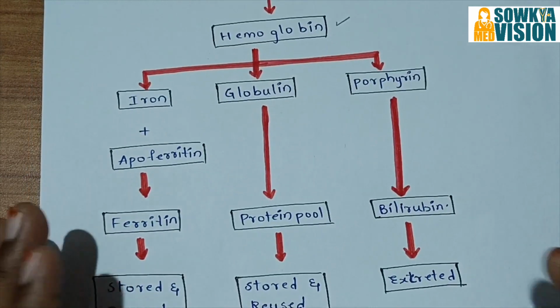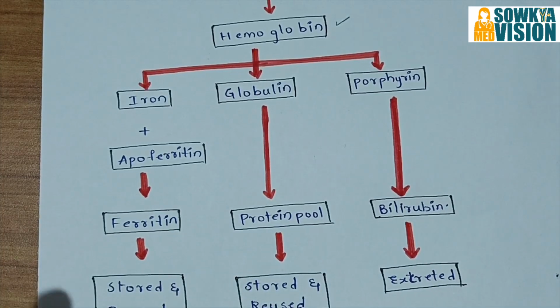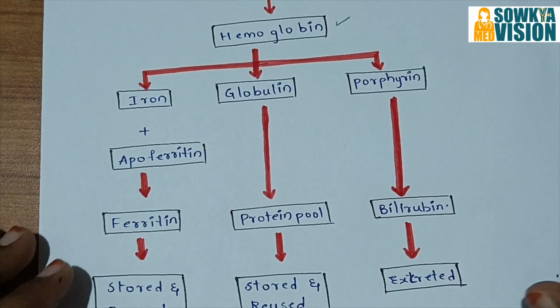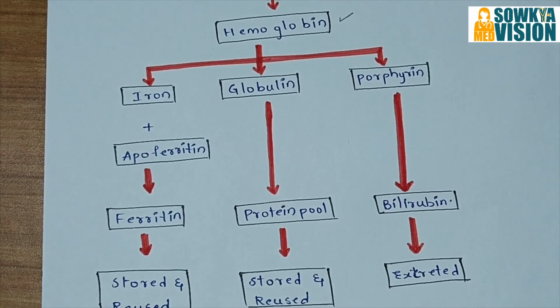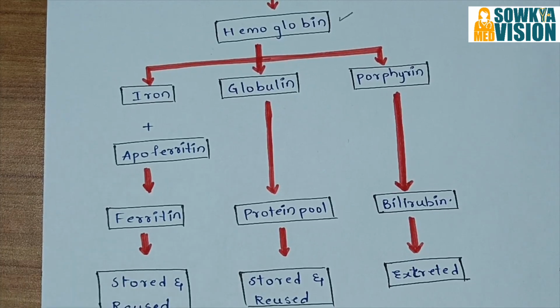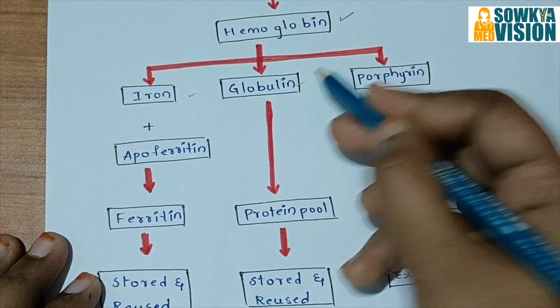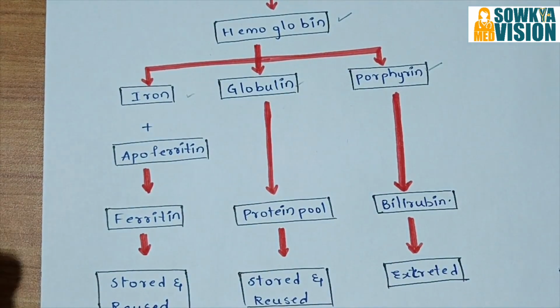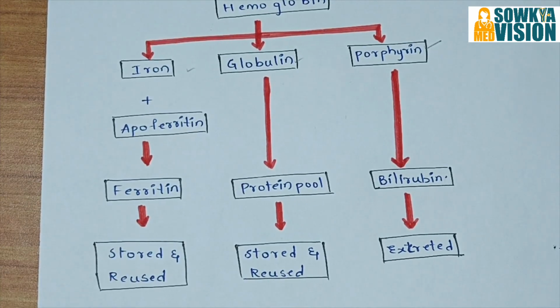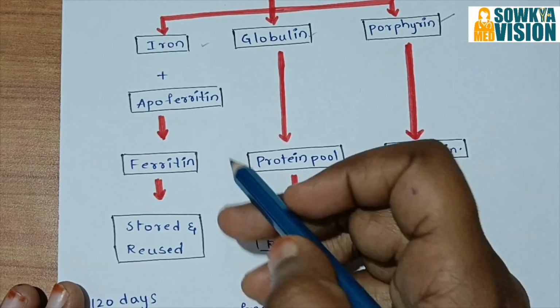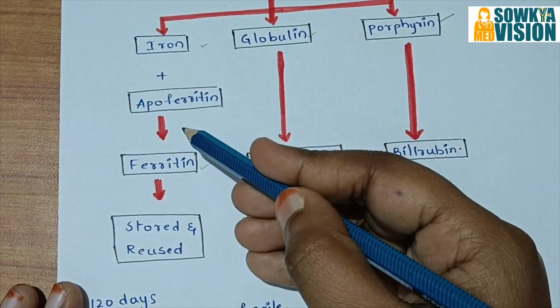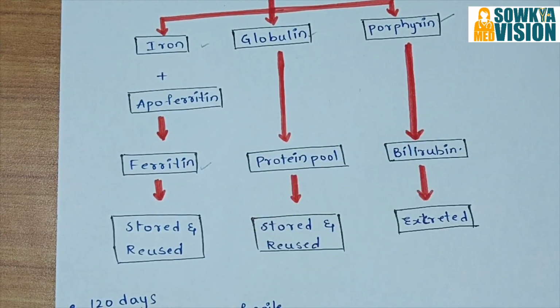This hemoglobin is again broken down into three main parts. What are they? Iron, globulin and porphyrin. These three parts are released from the hemoglobin. So here the iron is combined with apoferritin, forming ferritin, which is stored and reused for further functions.